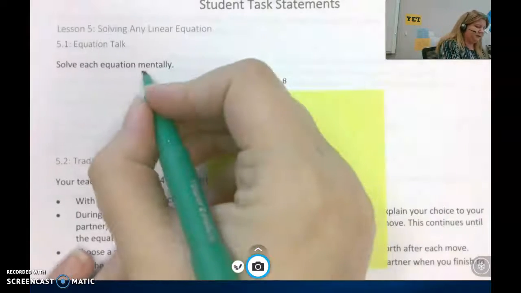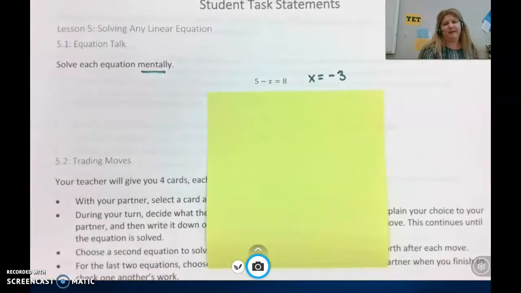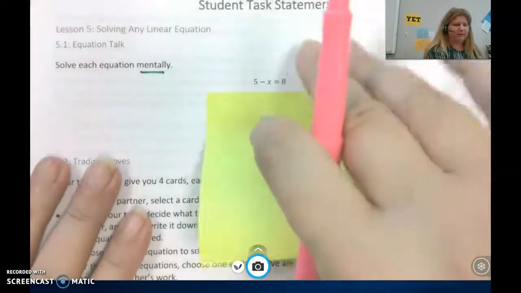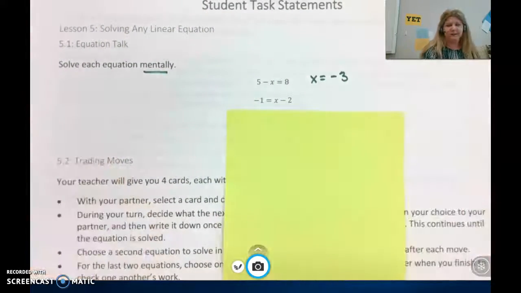And again, we're doing these mentally, so we're really thinking through what does that x mean? That's kind of against what we've done, but our purpose here is to really consider what the x means and what it would mean to do these operations. So, moving on to the next question.